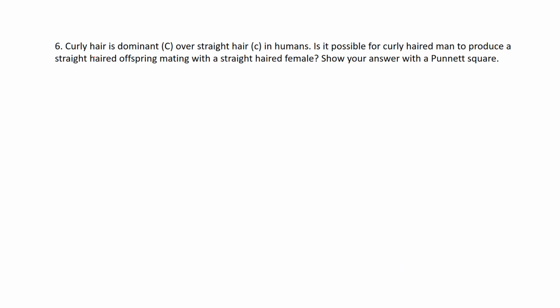Okay, question 6. Curly hair is dominant over straight hair, little c. Before we go any further, we can do a legend right away. So let's do the legend off in a corner somewhere here. Here's our legend. If I have a capital C, it doesn't matter what the other allele is, because capital C is dominant over little c, that's always going to be a curly hair individual.